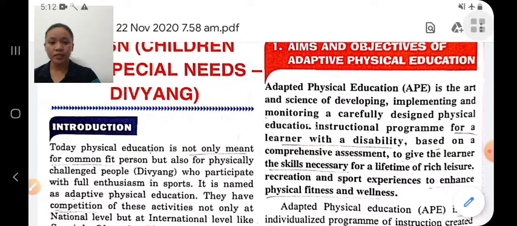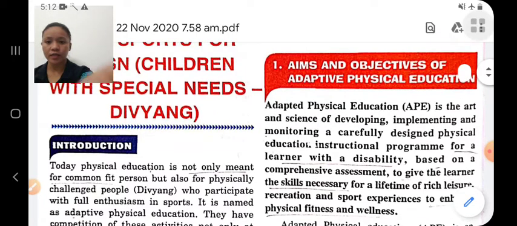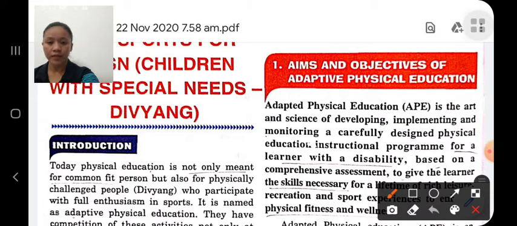Adaptive physical education is an art and science. Look here. Adaptive physical education is art as well as science. It is the art and science of developing, implementing and monitoring a carefully designed physical educational instructional program for children with special needs, for the Divyang person.